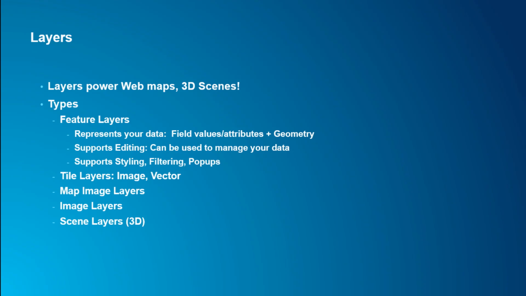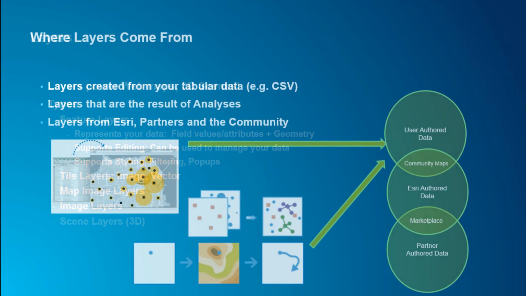And we also have tile layers, image tiles, as well as vector tiles for performance. And map image layers are layers that are visualized on the server. So they're drawn using fancy cartography, if you will. And we've got image layers, we've got scene layers as well for 3D visualization.